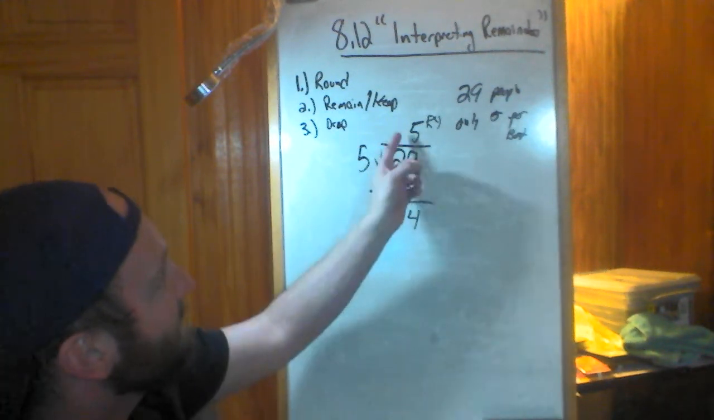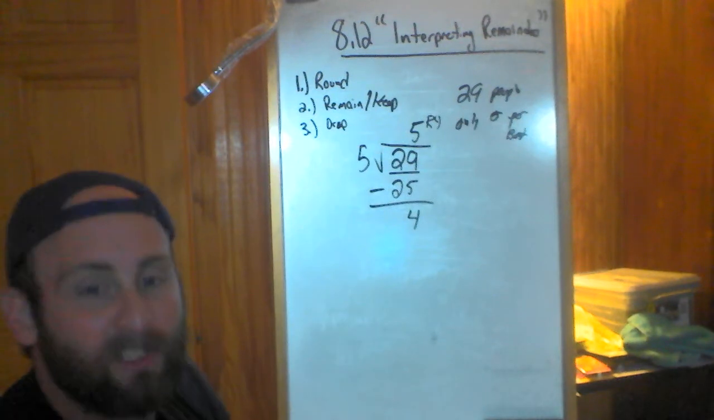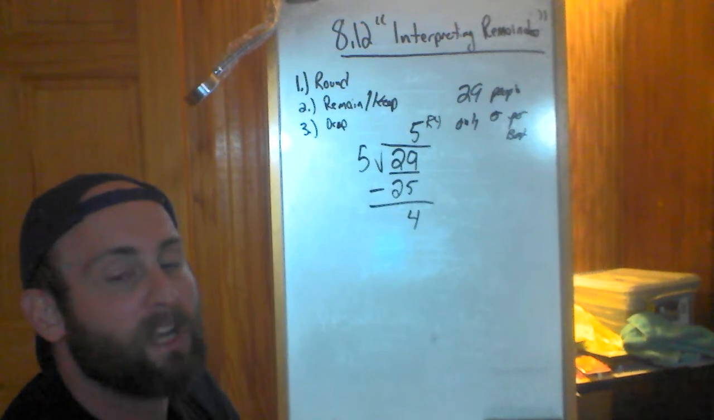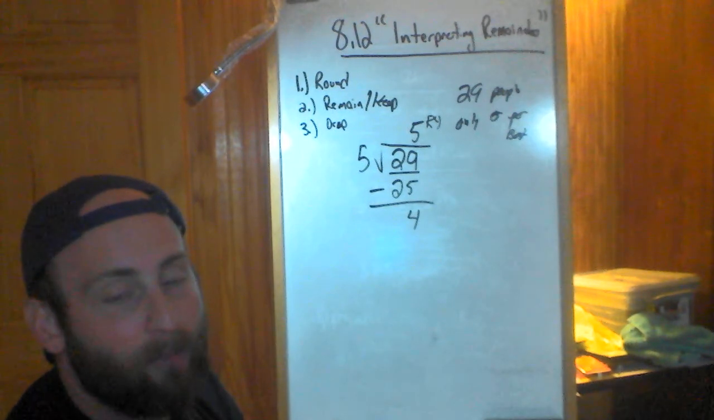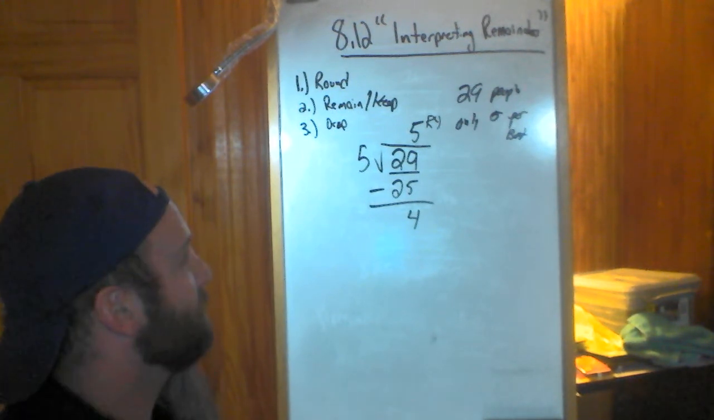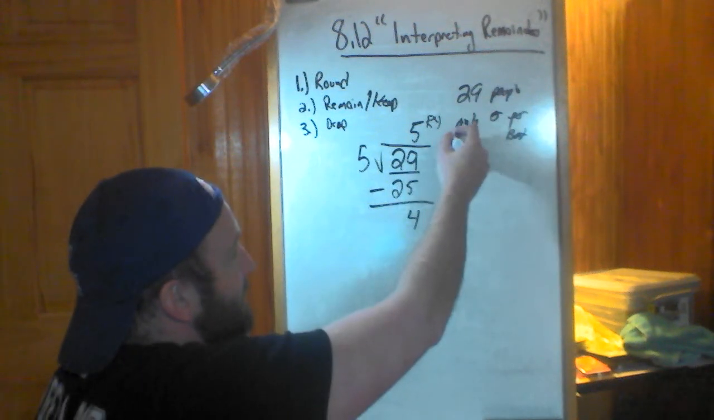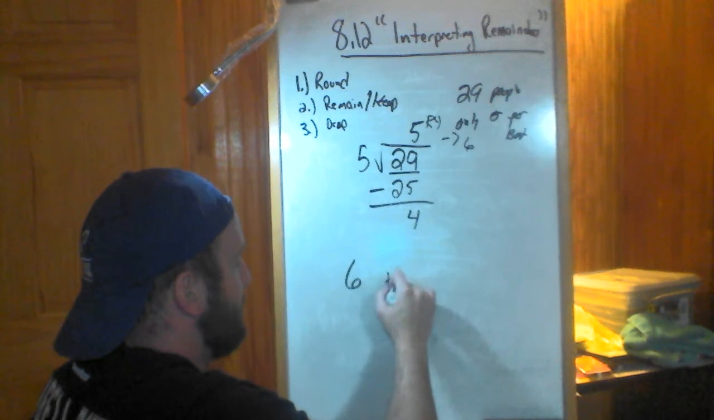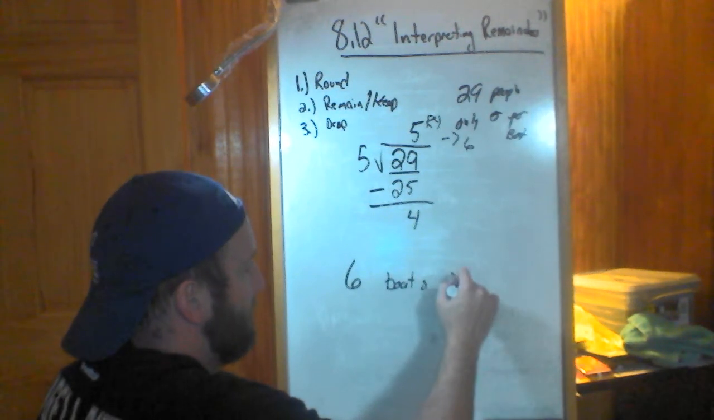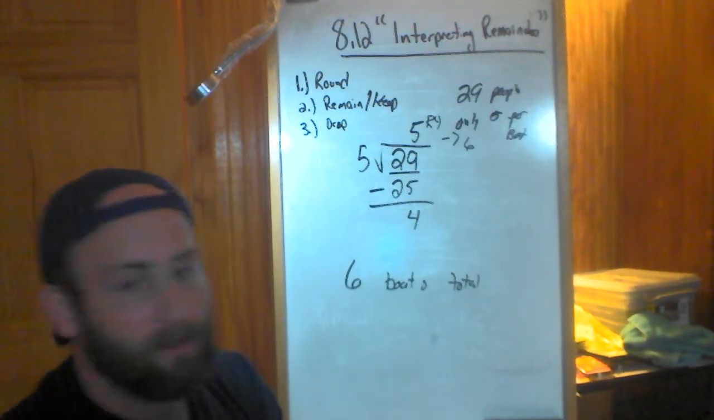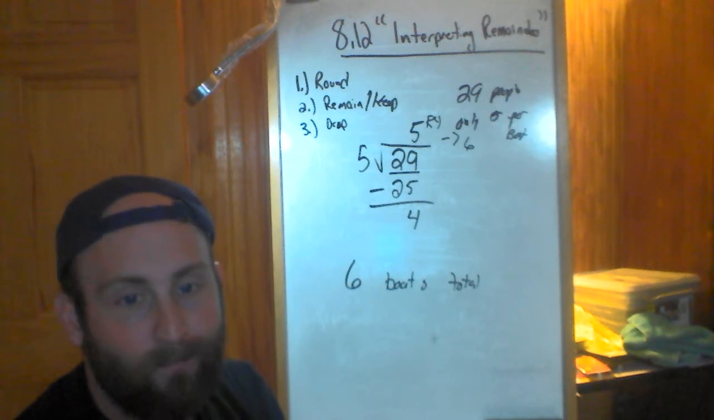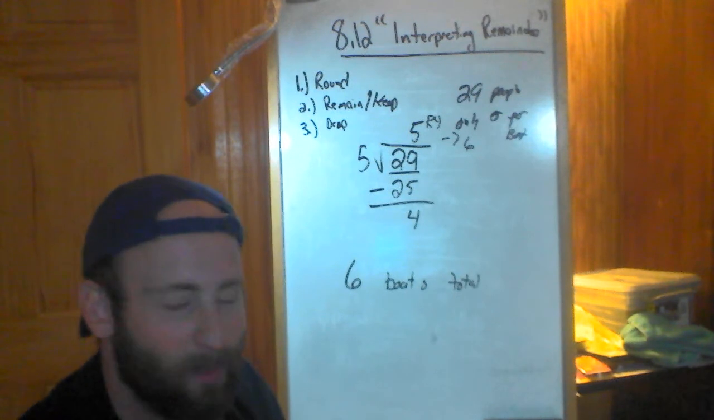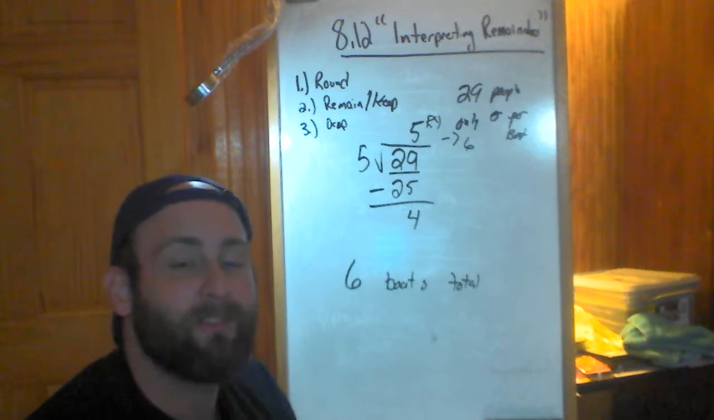So we know we need at least 5 boats. But since there's a remainder of 4, we need to have an extra boat. That boat's not going to be at full capacity of 5. That boat will only have 4 out of 5 people. So we need to round that up to 6. So you need 6 boats total. Remember, there's 29 people on that trip. They all paid for whitewater rafting. Only 5 people can fit in a boat.